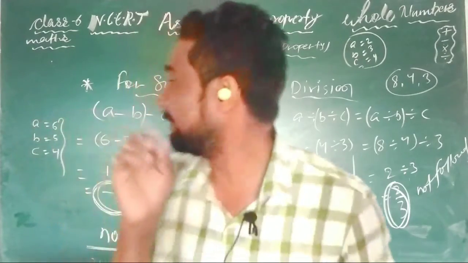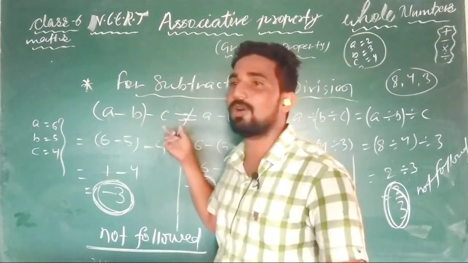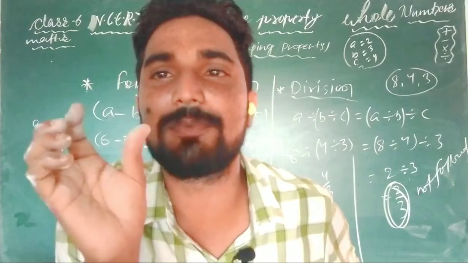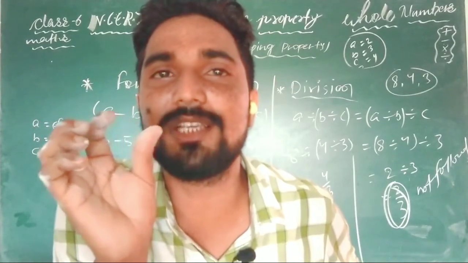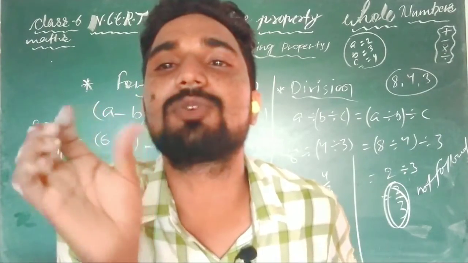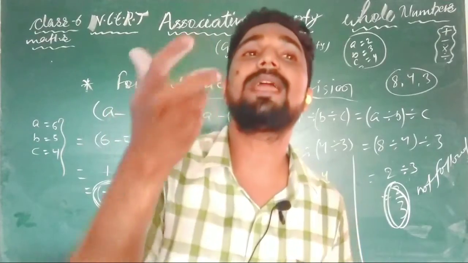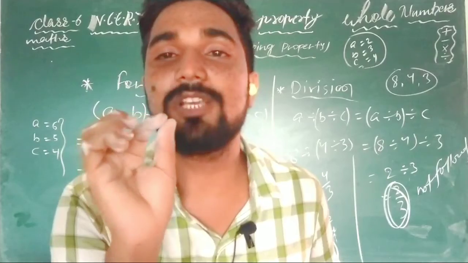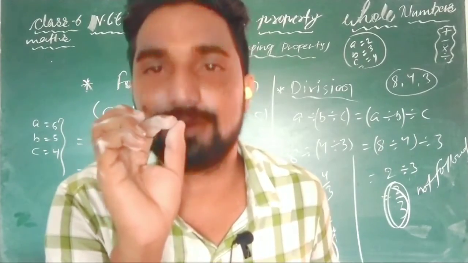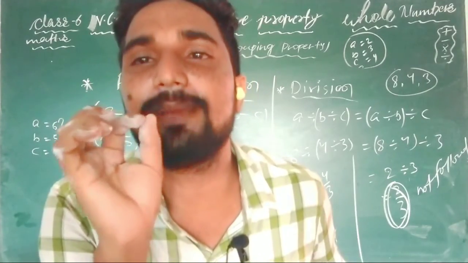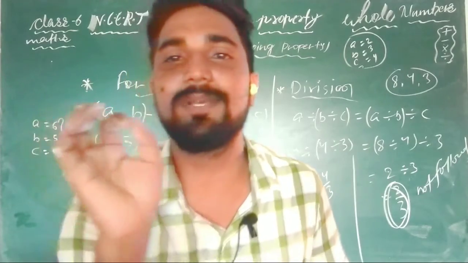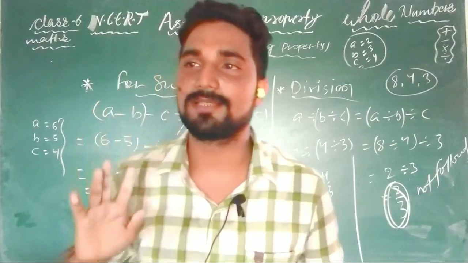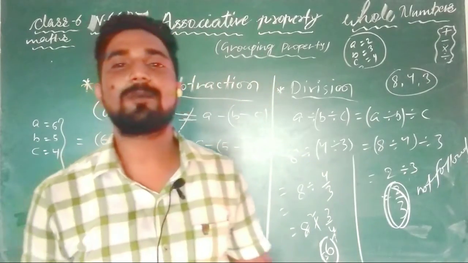You have to show one example with A, B, C, how it will be written, and check it. For multiplication operation you have to say when we make a change in the group, the product remains constant. Product means the result we get after multiplying the numbers. So when we change the group, the product remains fixed. This is the associative property for multiplication. And with this, the property is over.